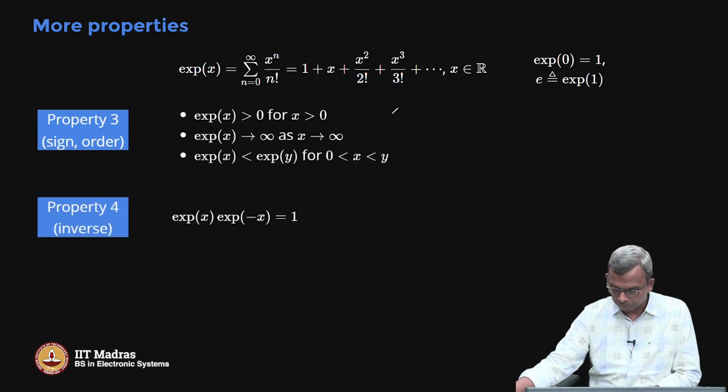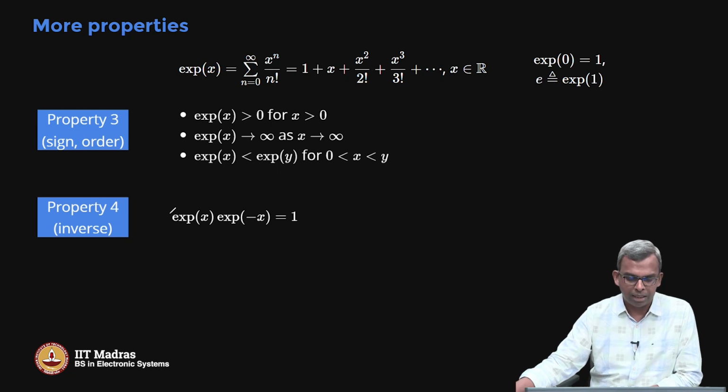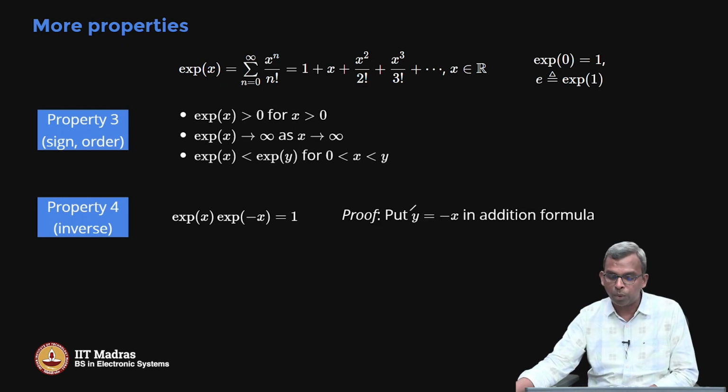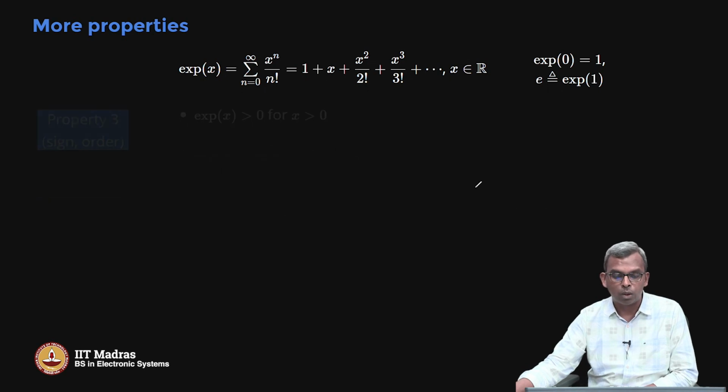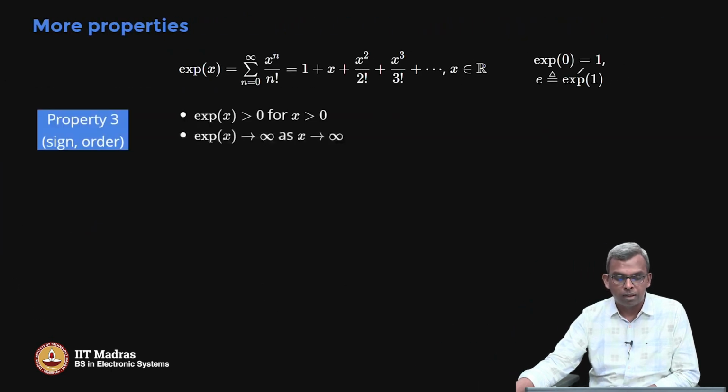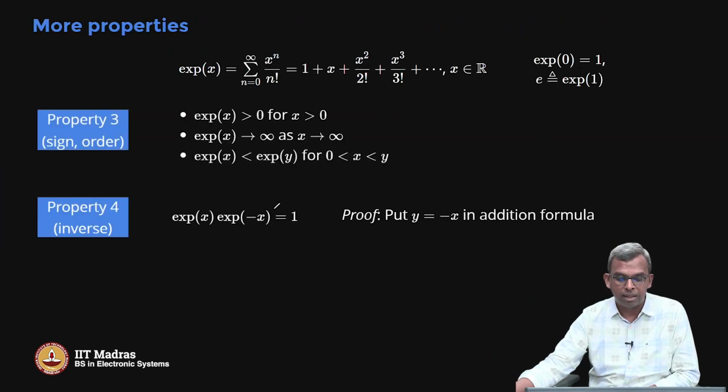The next property, I'm going to call it the inverse property, and the inverse basically satisfies this: exp of x times exp of minus x is equal to 1. So how to prove it? First of all, proving it is very, very easy. Put y equals minus x in the addition formula. Let's go back and look at the addition formula. If I put y equals minus x, I'm going to get exp of 0 is exp of x times exp of minus x. What is exp of 0? That is 1. So clearly this is an easy thing to prove.